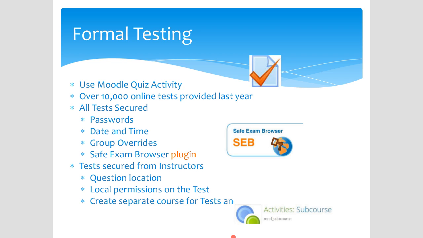Last term we had around 10,000 online tests, so pretty much everything's done online except our writing test with English. The primary concern with sections was making sure the tests were secure from students. And of course, those are the standard options that we enable: password protect, date and time, making sure people are aware of the group override function because we have several groups on each of our courses.